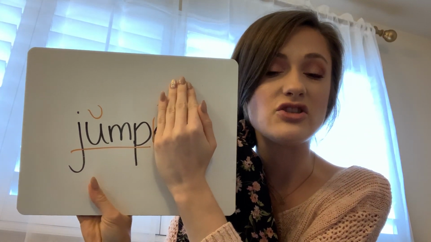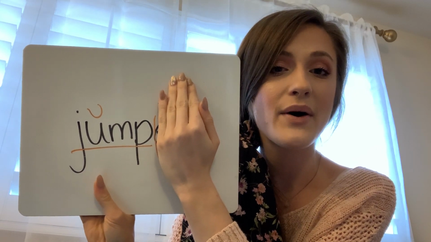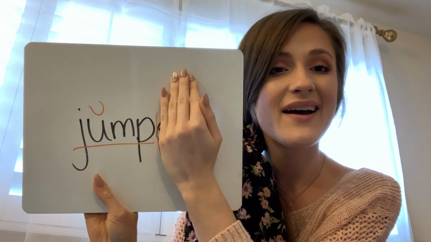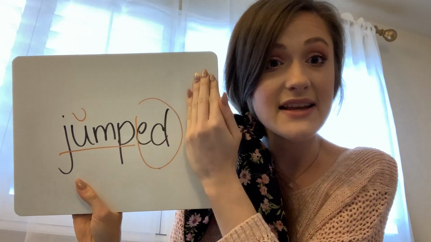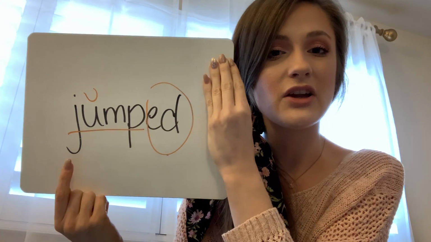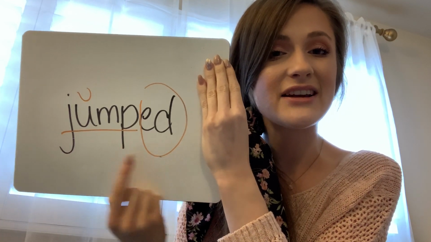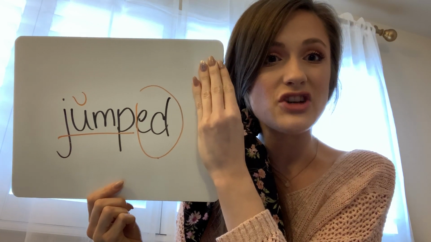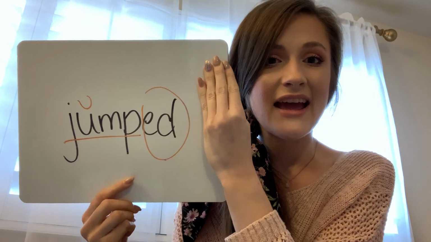So now let's sound out the root word first. We know J says j, jump. Good. Now let's add the ed. Remember it says t. So let's say it together. Jumped. I jumped high on the trampoline. Jumped. Now you guys go ahead and use the word jumped in a sentence.